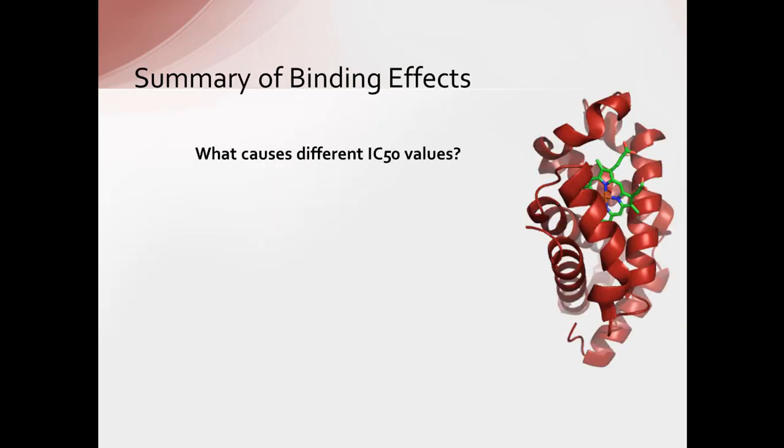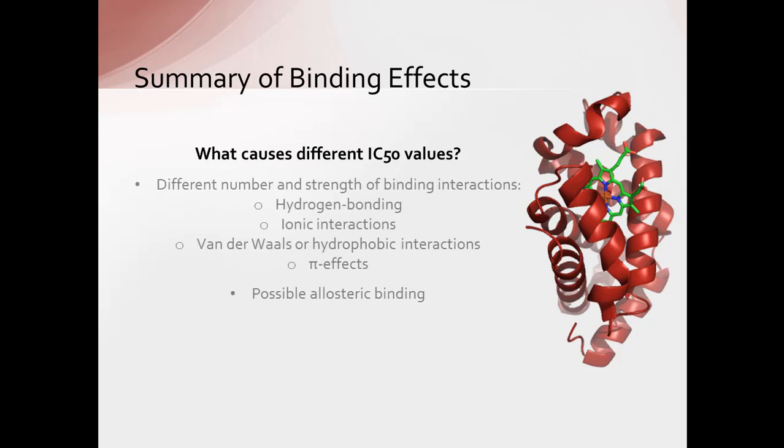Okay, so in summary, again, what causes those differences in the IC50 values? It's the number and strength of the binding interactions between the drug molecule or the molecule of interest and our target protein.